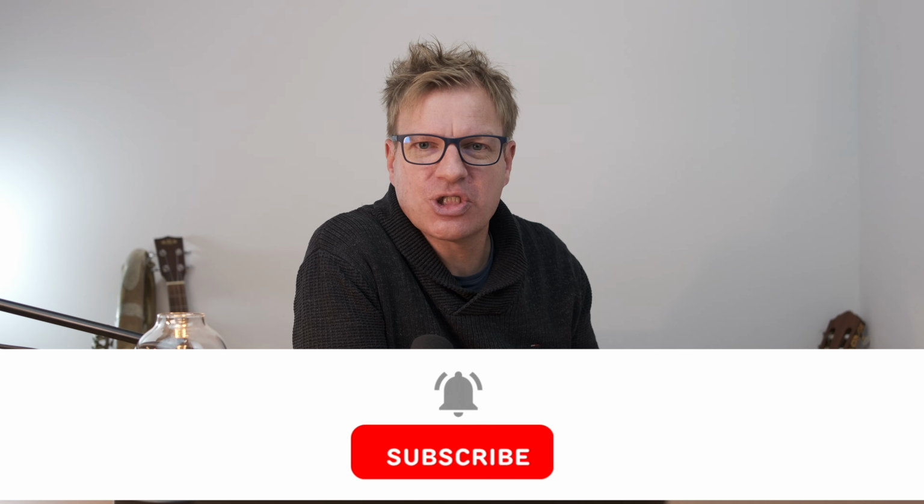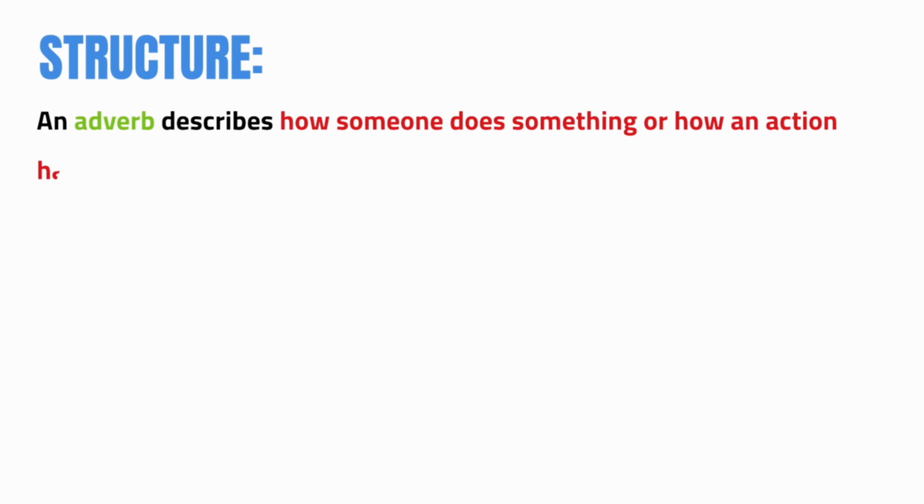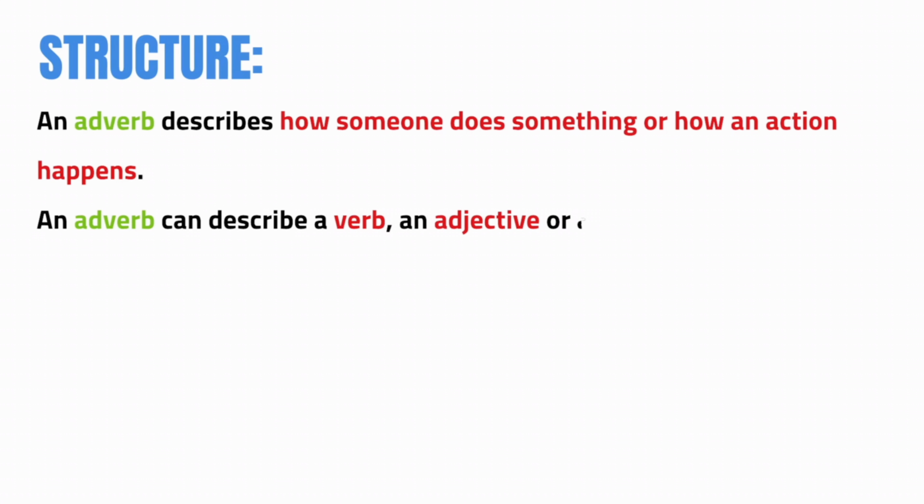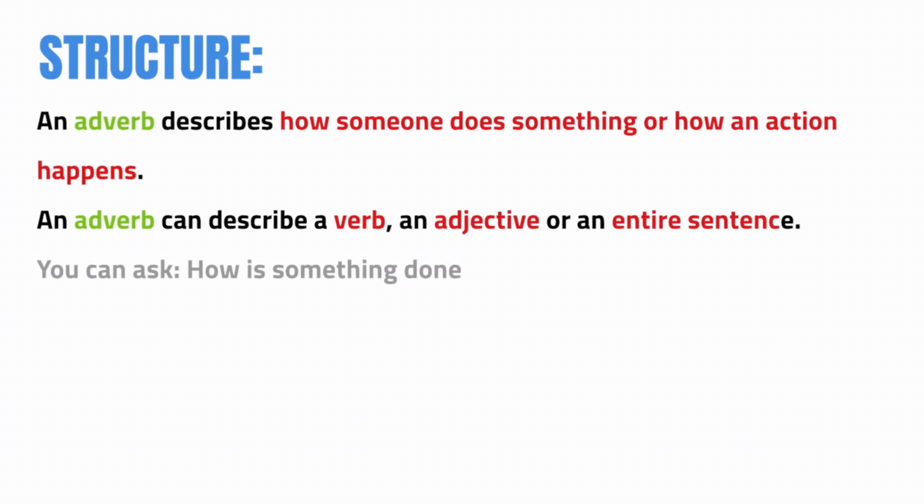Next, let's talk about adverbs. The structure of adverbs. When do you use an adverb and how do you form them? Let's go. An adverb describes how someone does something or how an action happens. An adverb can describe a verb, an adjective or an entire, a complete sentence. You can ask, how is something done? Wie wird etwas gemacht? Eine Handlung.